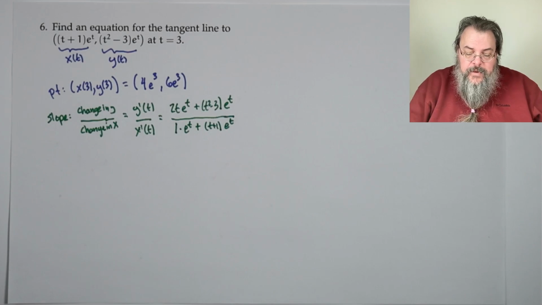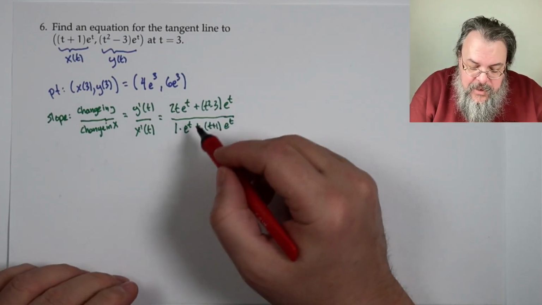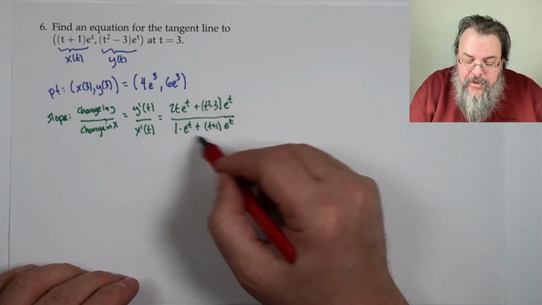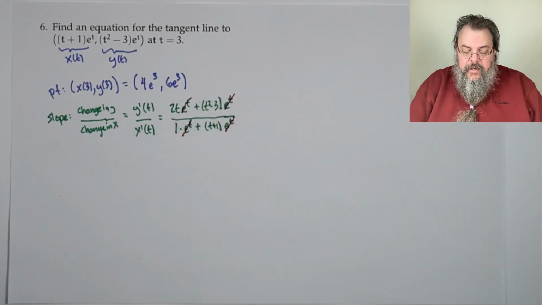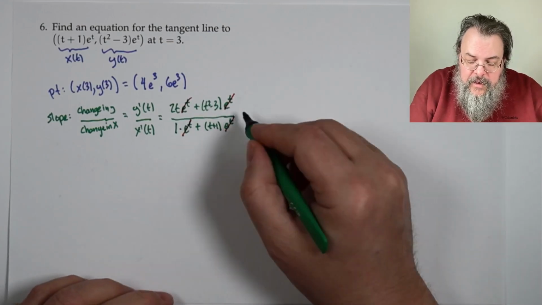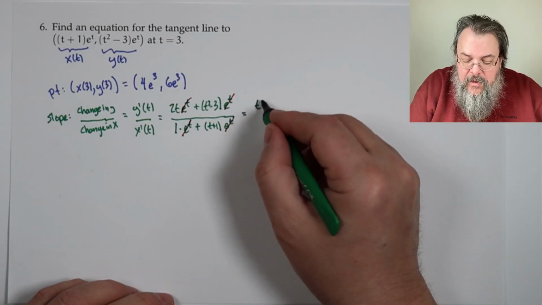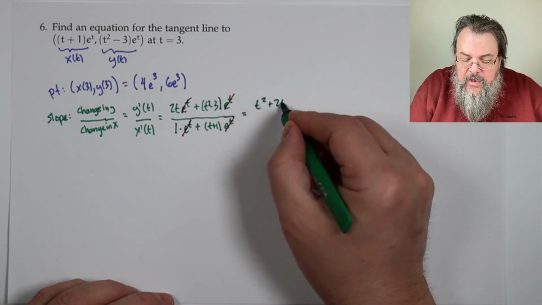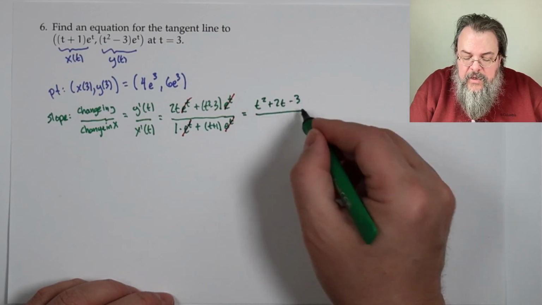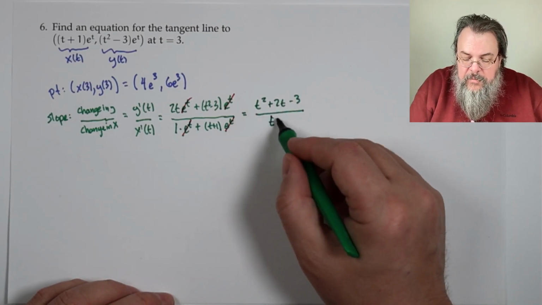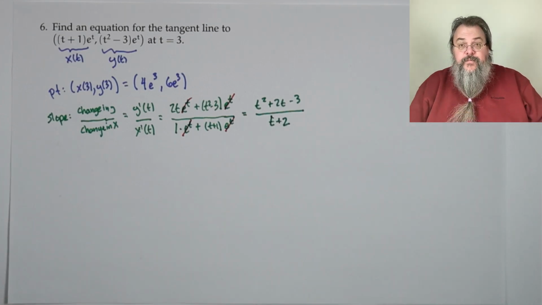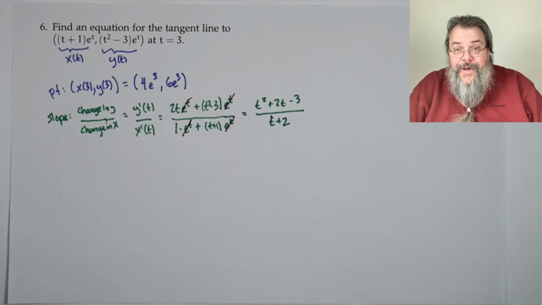Sometimes when you have e to the t's, it doesn't feel like you're doing things. But that's because the derivative of e to the t is e to the t. Now, before we plug in, let's make an observation that everything has an e to the t, so we can factor and cancel it. While we don't need to, we might as well say this is the same as t squared plus 2t minus 3 divided by 1 plus t plus 1, which is t plus 2. All right, now we're ready.